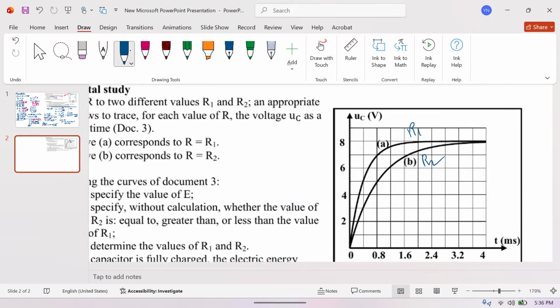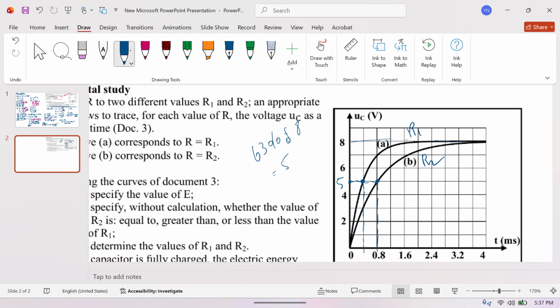The maximum value that I have here is 8. Okay, find 63% of this value. 63% of 8 is approximately 5. 5 is somewhere here. So tau for the first graph is here, but tau for the second graph is here. So you project the voltage 5 on both curves, and you will get a point here and a point here on both curves.